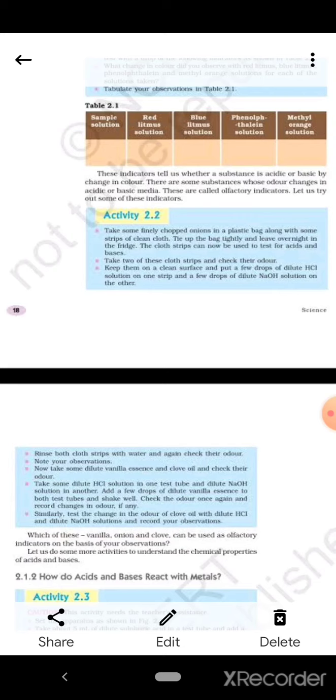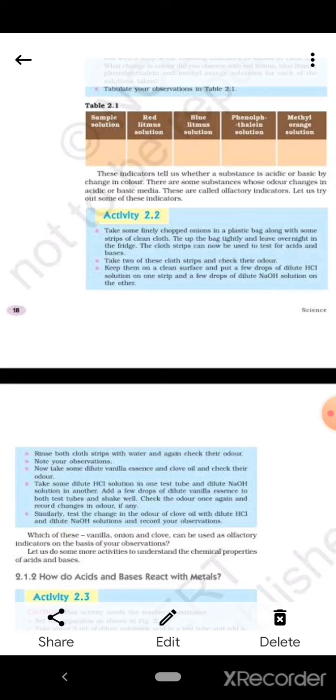Now keep them on a clean surface, and put a few drops of dilute hydrochloric solution, that is HCl solution, on one strip, and on another strip put a few drops of dilute sodium hydroxide, that is NaOH solution. You have to rinse both cloth strips with water and again check their odor. Now you will have to note the observations.